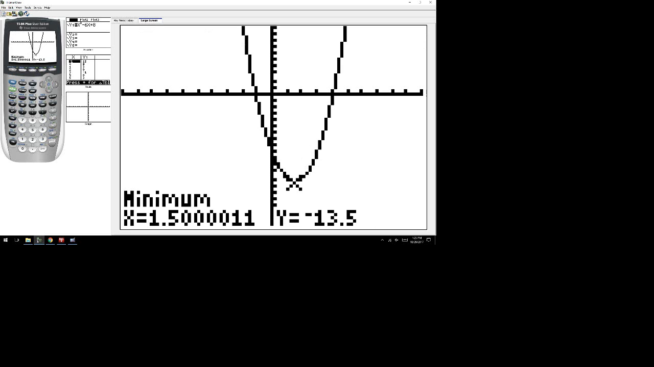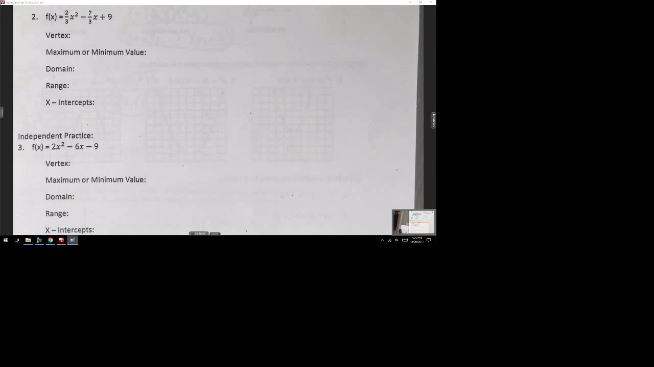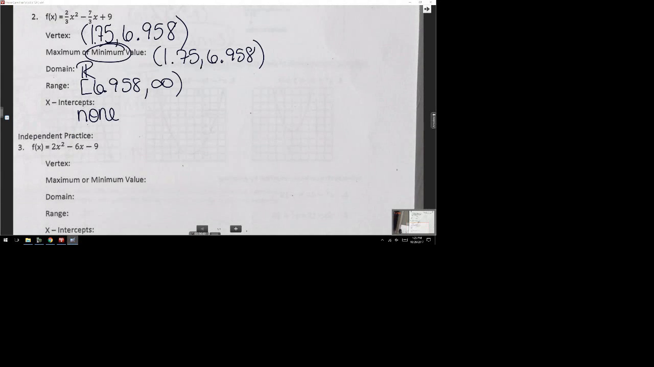All right, did y'all get about 1.5 and negative 13.5? All right, sweet. What about your max or min? It's the minimum. What's that value? Same thing, 1.5 and negative 13.5, right? What about domain? What about range? Perfect. Bracket negative 13.5 to infinity with a parenthesis.